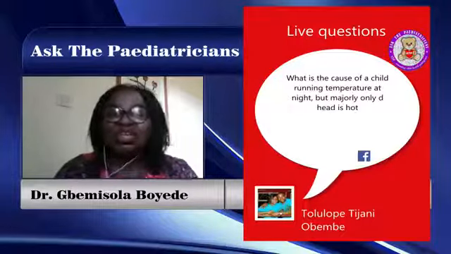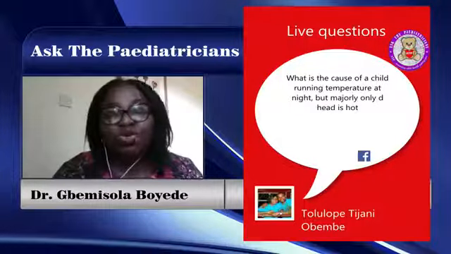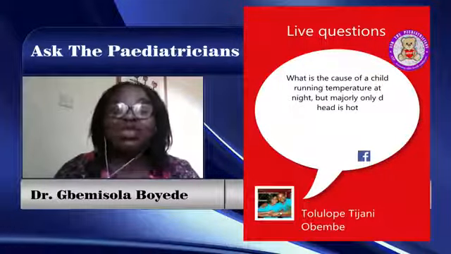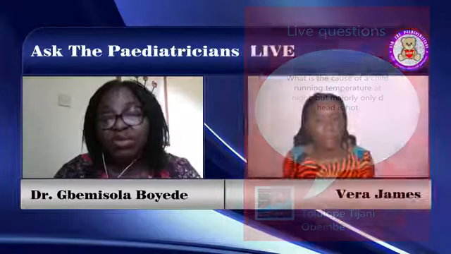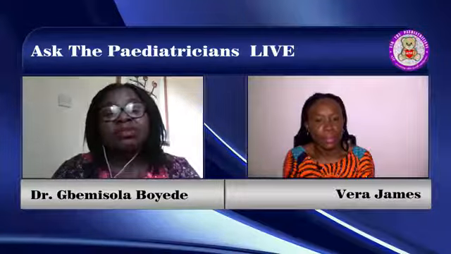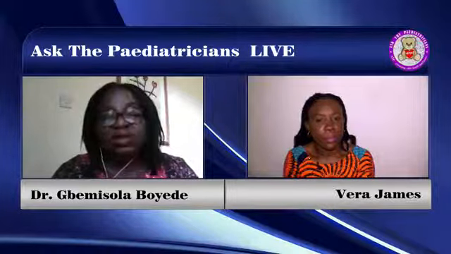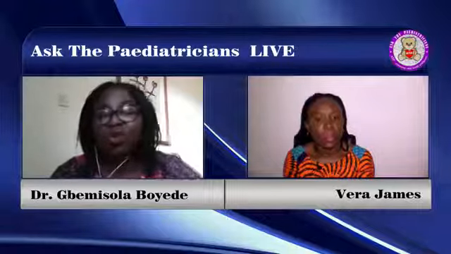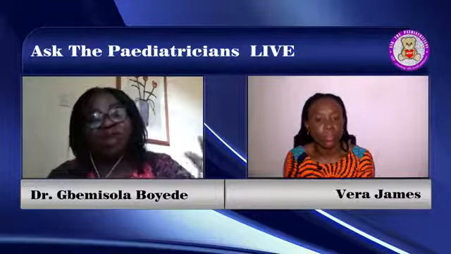You said there is a high running temperature at night, but majorly only on the head. So look, have you checked the temperature with the thermometer? Because like Vera has asked, if you think the head is the only one hot, check with the thermometer first. Because most of the time there's really nothing wrong. I mean, the child doesn't have fever. You are the one thinking the child's head is hotter than the rest of the body. But as long as the child's temperature is not above 37.5, then the child is fine.